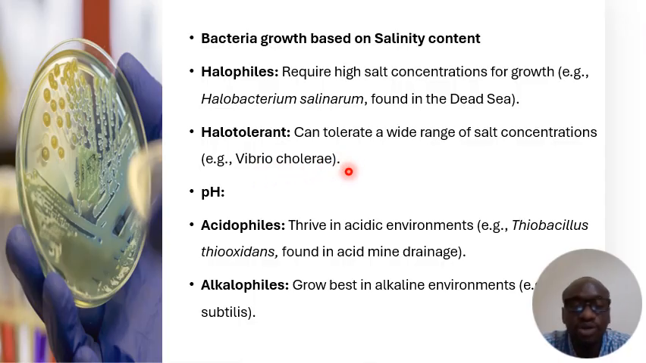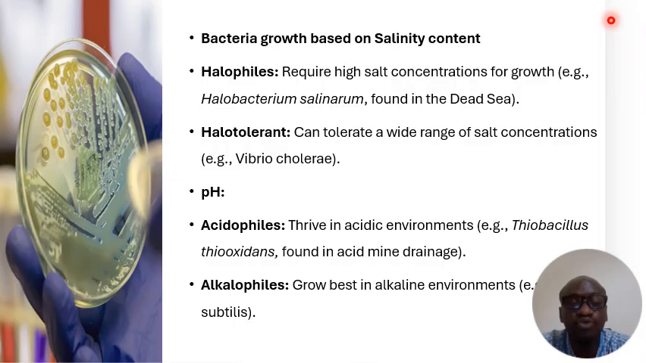Vibrio cholerae tolerating a wide range of salt concentration is different from requirement of high salt concentration. Tolerating salt concentration means at different ranges of salt concentration, whether low, medium, or slightly above medium, they can still tolerate it. Vibrio cholerae can also live in brackish water, and they can also live in the human host, because the brackish water salt content is different from the human host. That is why they are halotolerant.